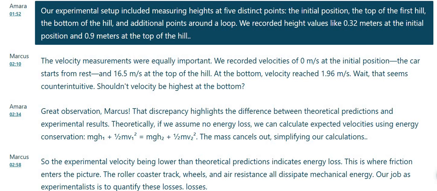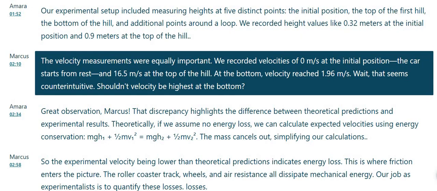We recorded height values like 0.32 meters at the initial position and 0.9 meters at the top of the hill. The velocity measurements were equally important. We recorded velocities of 0 meters per second at the initial position. The car starts from rest, and 16.5 meters per second at the top of the hill. At the bottom, velocity reached 1.96 meters per second.